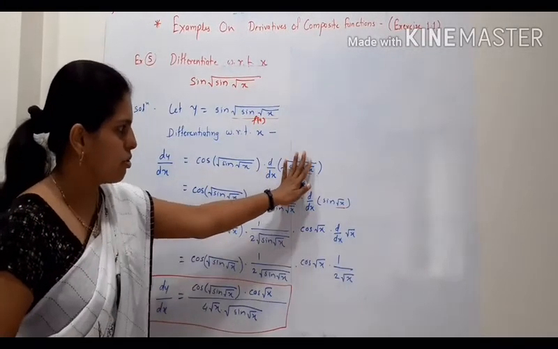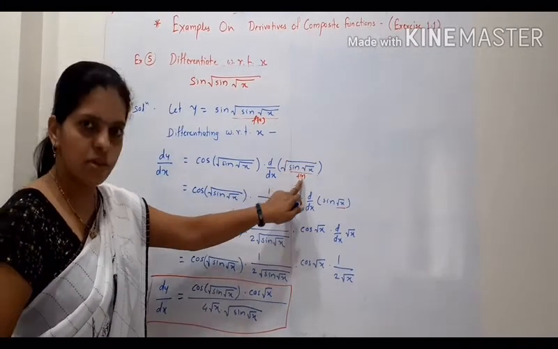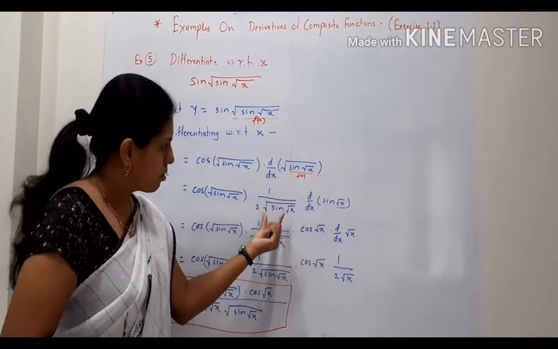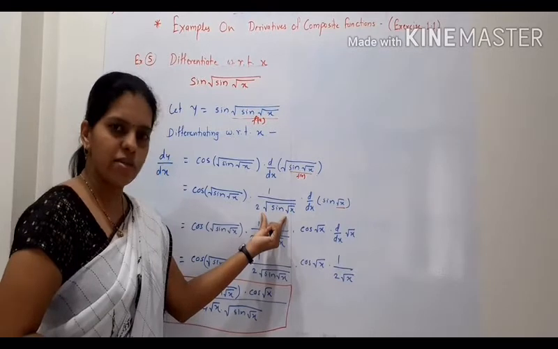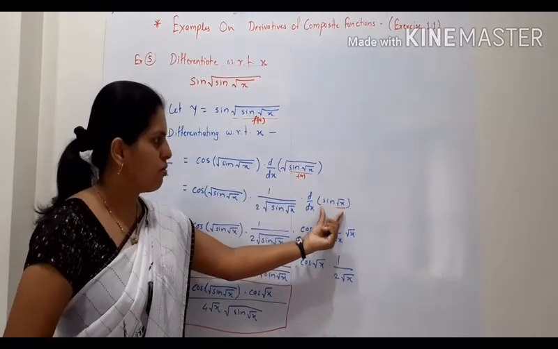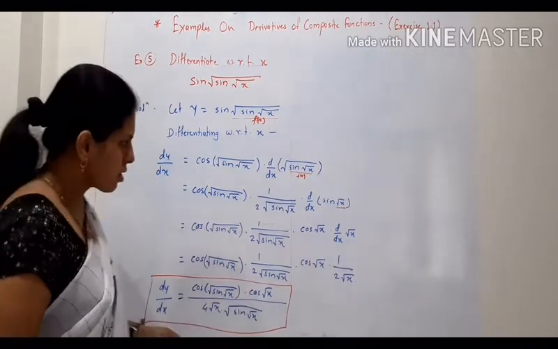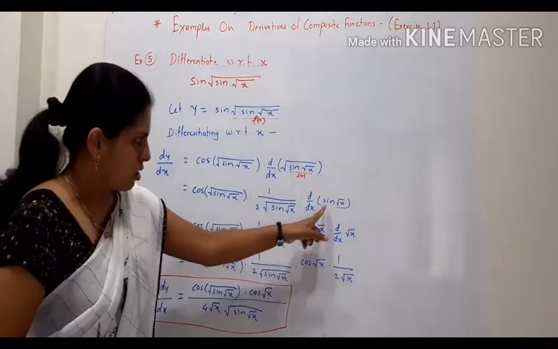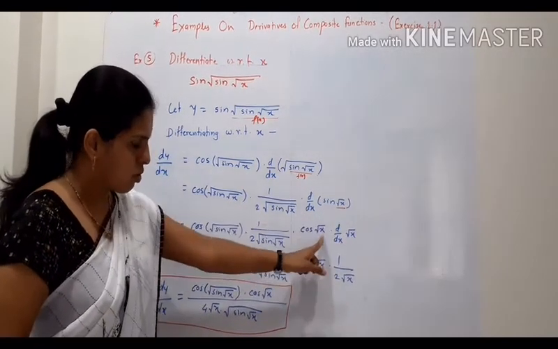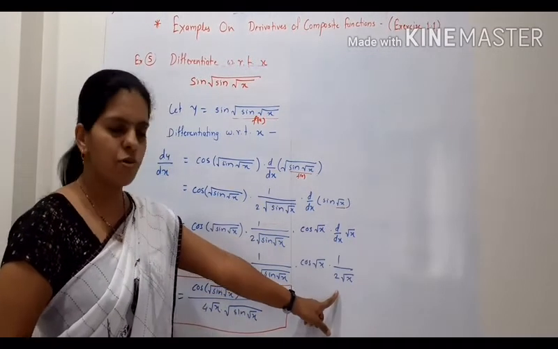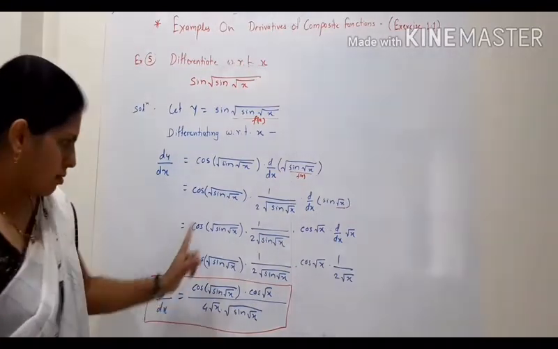Again, now we take the derivative of root fx. The fx now is sin root x, meaning 1 upon 2 root x into derivative of sin root x. Next step, derivative of sin root x is the cos root x into derivative of root x. Derivative of root x is the 1 upon 2 root x.